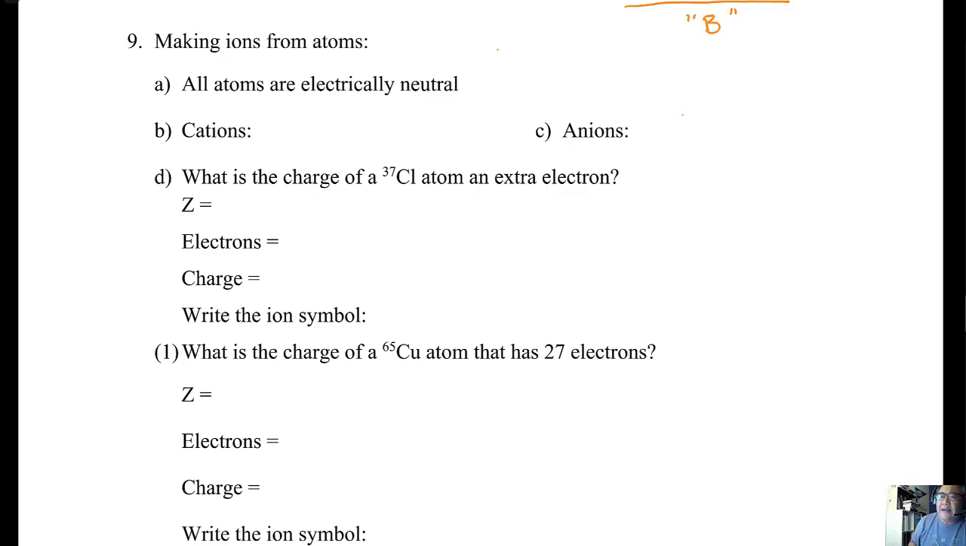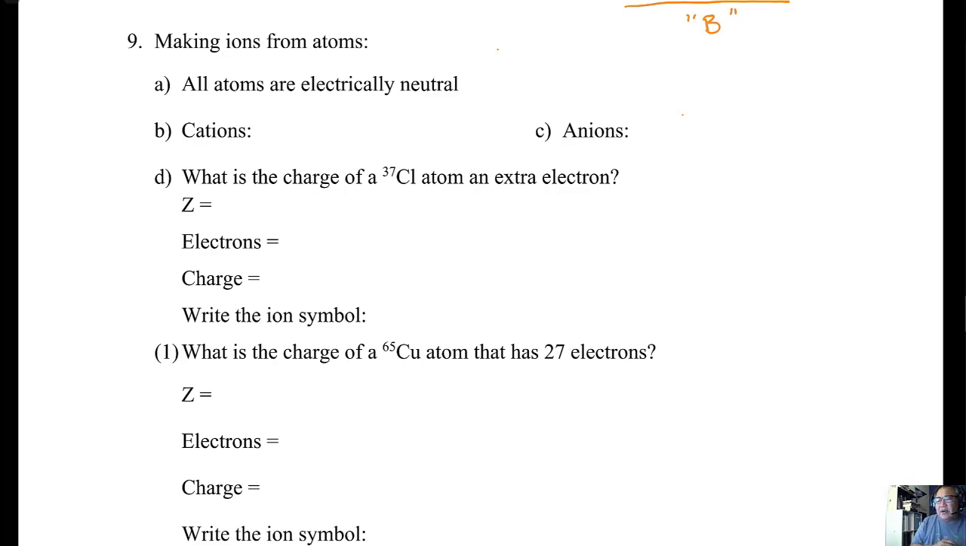Now, for an atom to be called, for example, helium, it has to have two protons in it. So if you want to make an ion out of helium, you either have to add electrons to it or take electrons from it. That's the only way to do it and have it still be helium. So when we're making ions, we're not messing with the nucleus, we're just messing with the electrons.